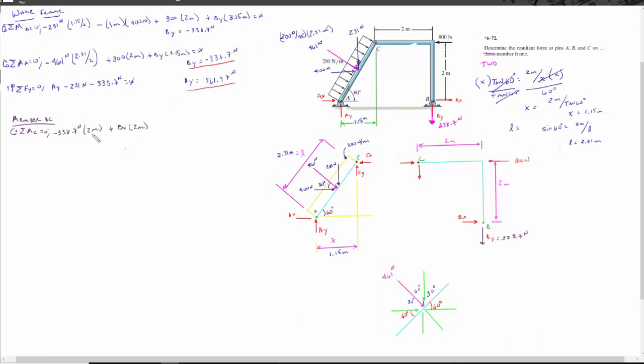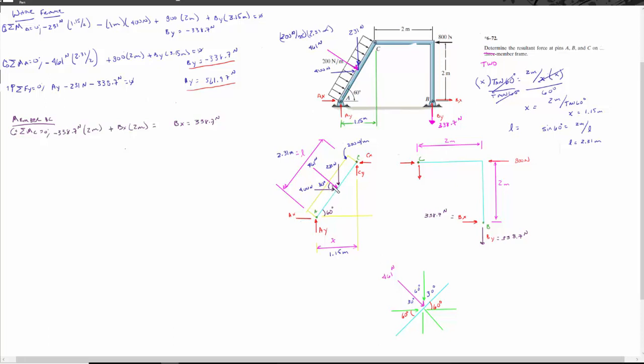So I know the 2 meters are going to cancel out. I'm going to take the 338.7 newtons over. So we know that Bx is going to equal 338.7 newtons.